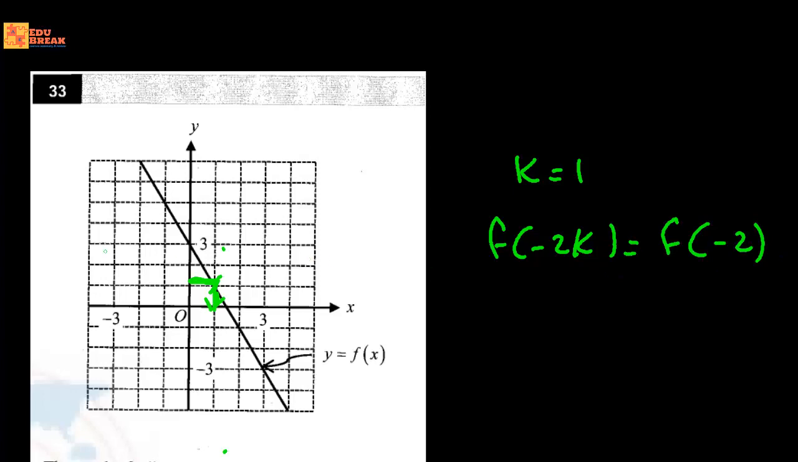From the graph, we will find f of negative 2. Count 1, 2, this is negative 2. So 1, 2, 3, 4, 5, 6, and 7. So it will be equal 7.